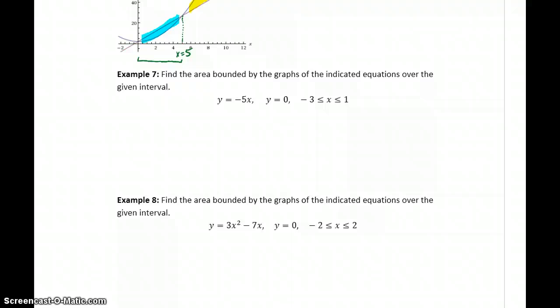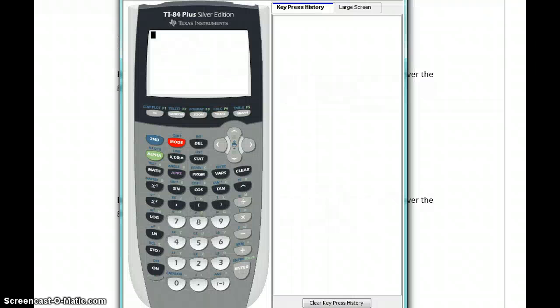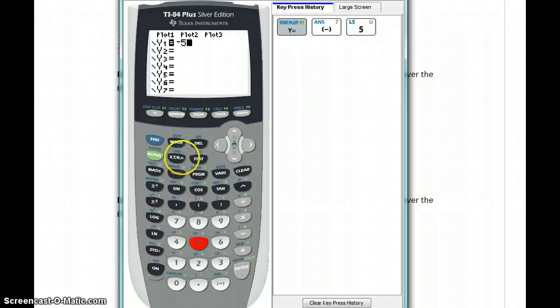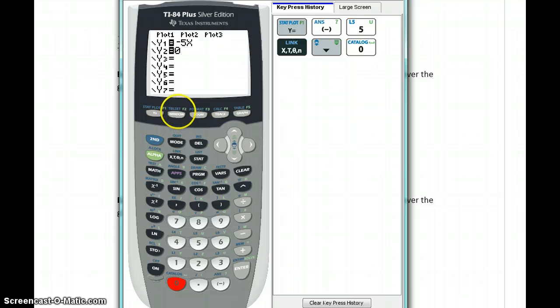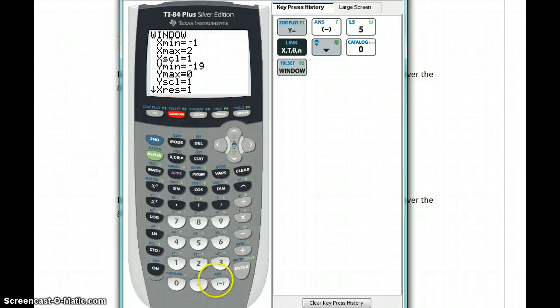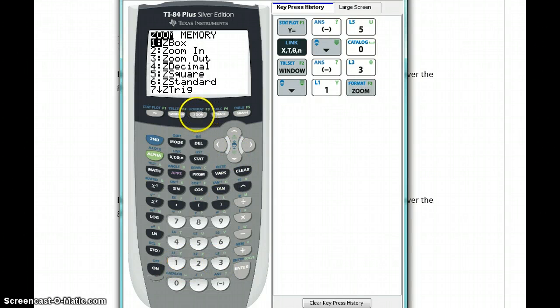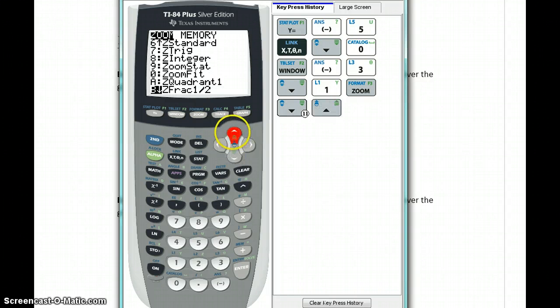So in example 7, we want to find the area bounded by these two graphs on the interval from -3 to 1. So the first thing we need to identify is which function is taking on the larger values on which interval. So we're looking at y equals -5x and y equals 0. We'll set our window to be an x-min of -3, an x-max of 1, and then we'll use that zoom feature to automatically adjust the y-axis. So 10th option down, zoom fit.